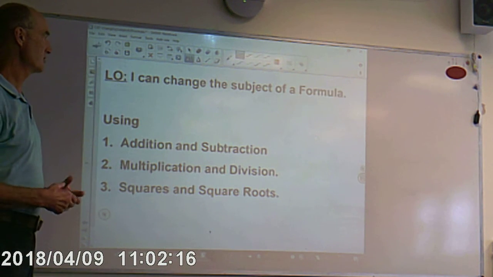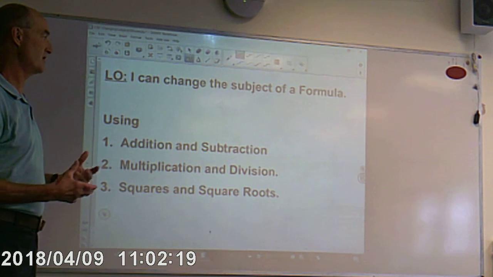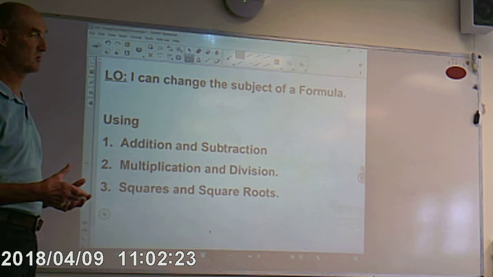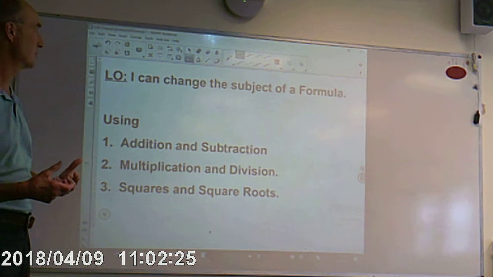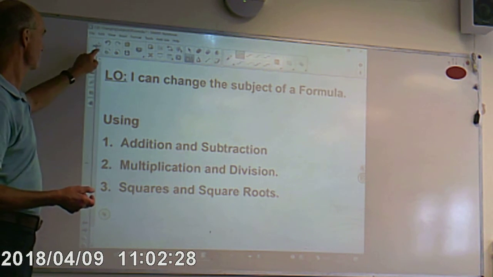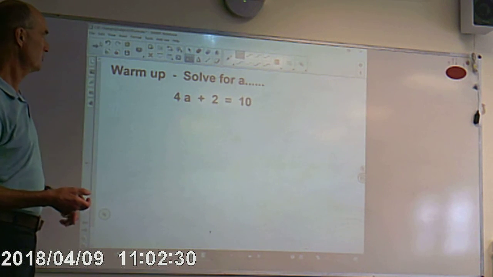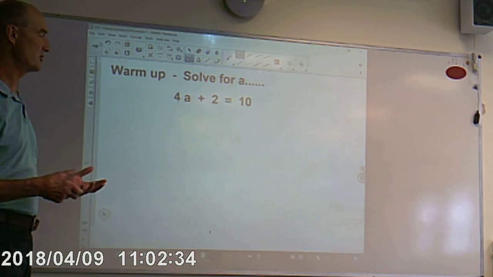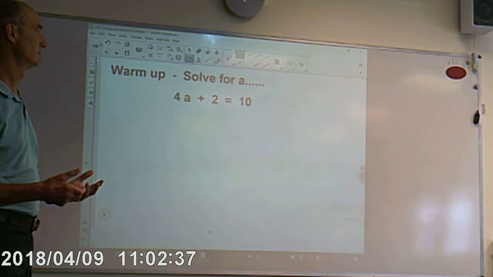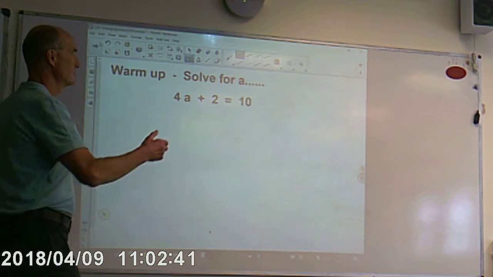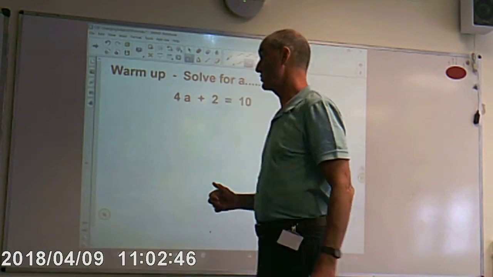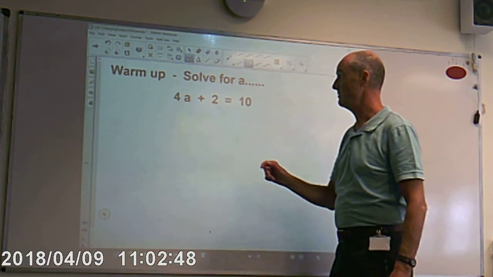We're going to work on changing the subject of the formula by using addition and subtraction, multiplication and division, and squares and square roots, and that will become apparent to you as we move through the examples. Just for a warm-up, have a little go at solving that equation. Write down that equation, solve it. Technically, what's the method for solving this equation?